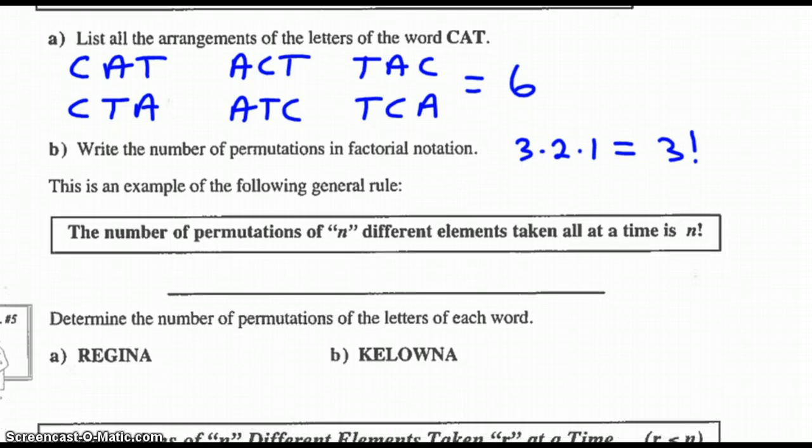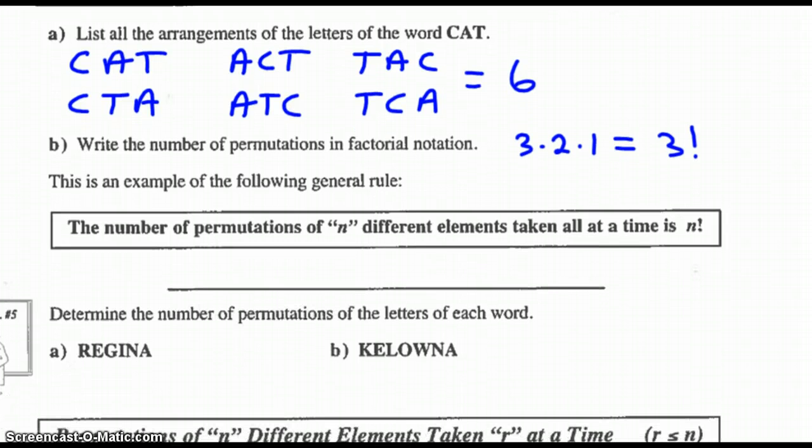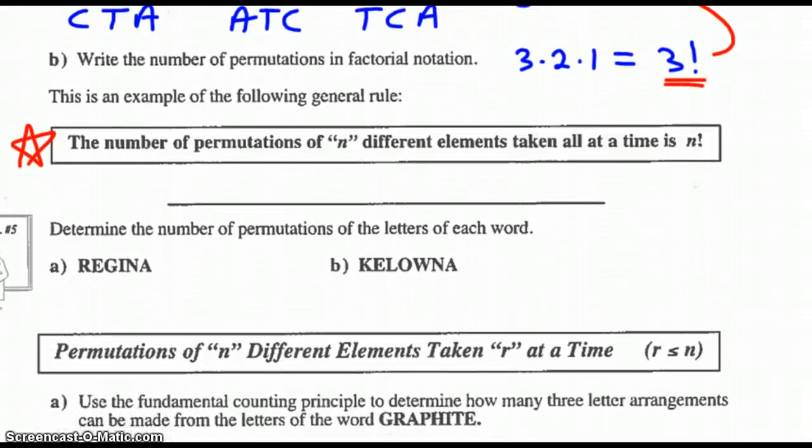This is an example of the following general rule then. The number of permutations of n different elements taking all at a time is n factorial. We've got 3 different elements, CAT, taken all at a time, is 3 factorial. There are 6 possible arrangements for the letters in the word cat, taken all 3 at a time.